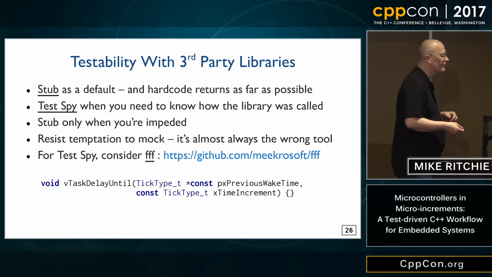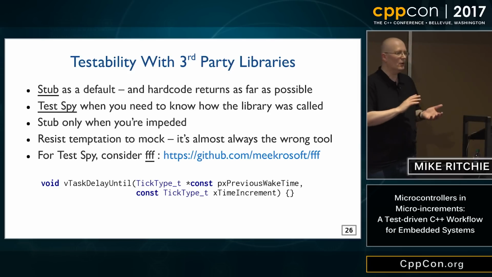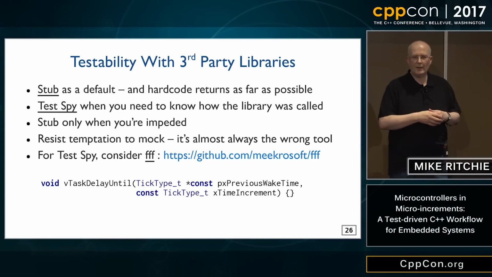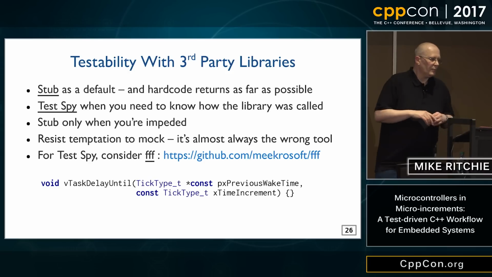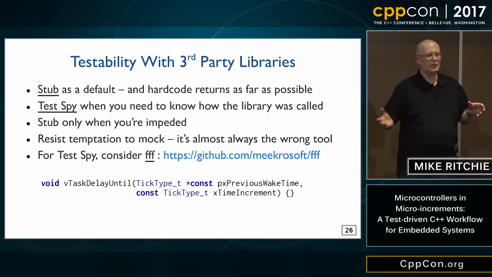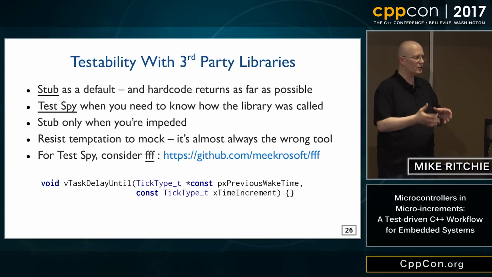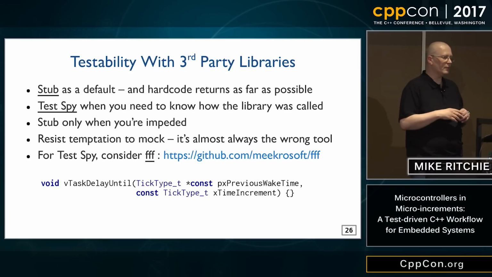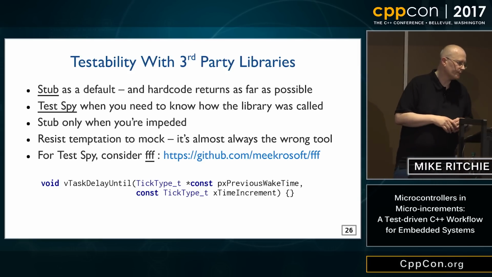Unless it's a significant impact on the way that your code behaves. Test spies are another pretty good approach. These basically just record the parameters that are passed to the function call. But only stub as well when you're impeded. You don't go and proactively create a whole set of stubs for an entire framework unless you absolutely need them in your code. Like most people, you'll probably use a fraction of a library's capabilities.